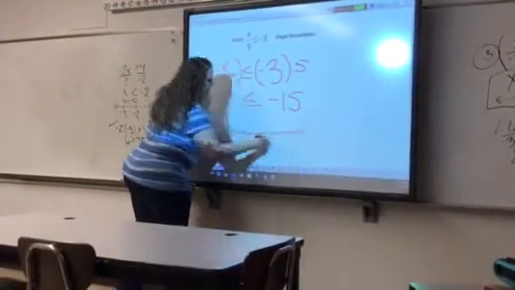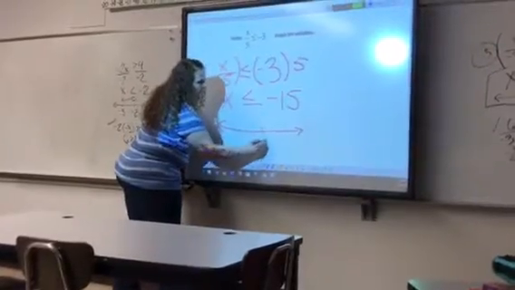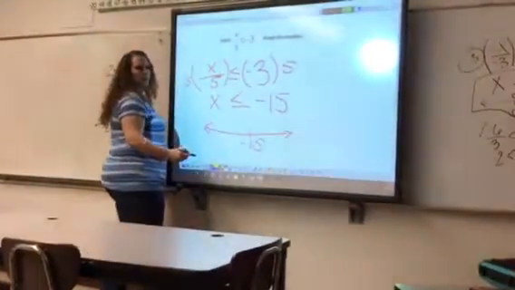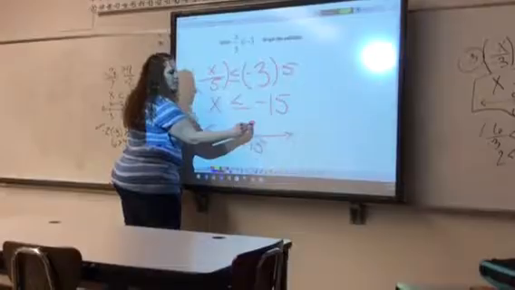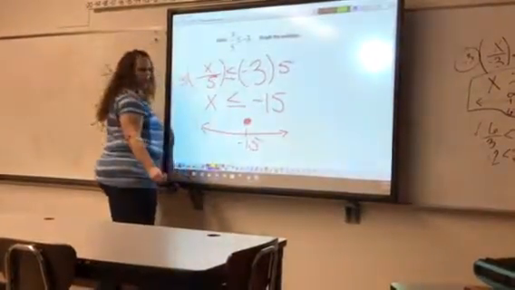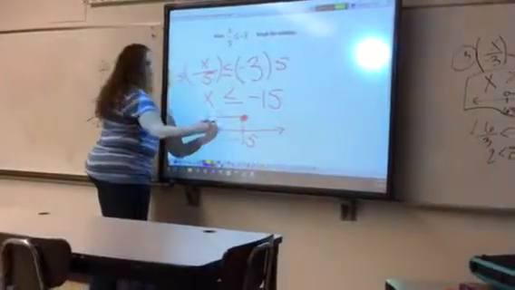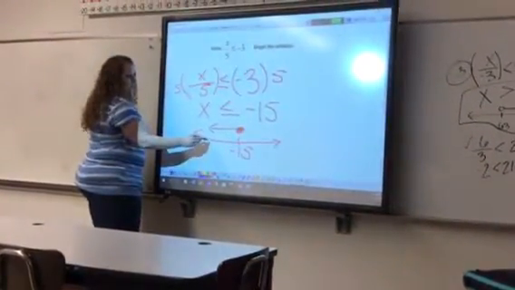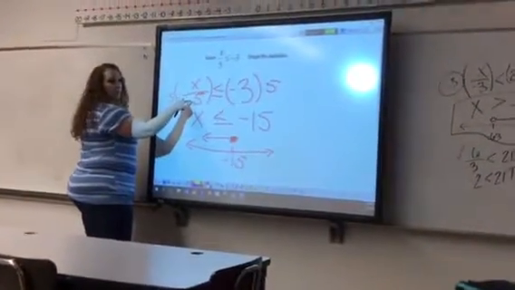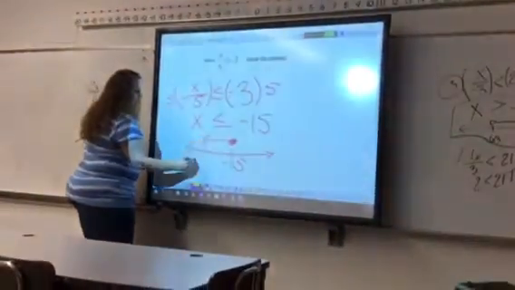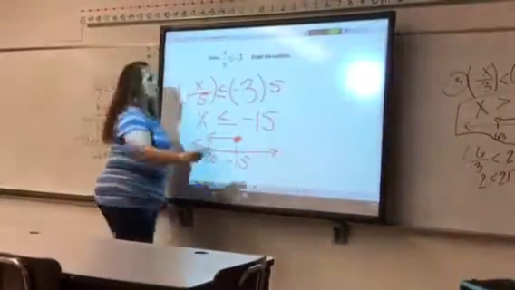And then you graph it. It would be, we're at negative 15. Open circle or closed circle? Closed, because it's equal to. And is my variable smaller or larger? Smaller. And then you check. Negative 16... well, let's pick a number that's divisible by 5. Negative 20. That will make it easier so you're not dealing with fractions.